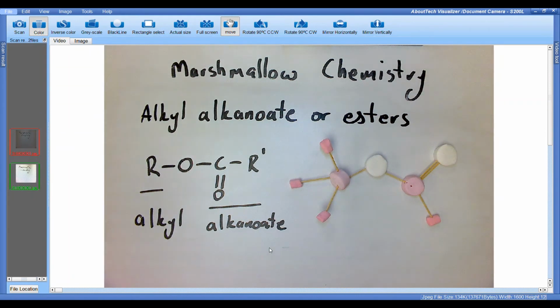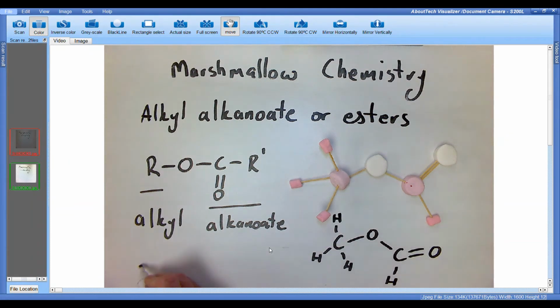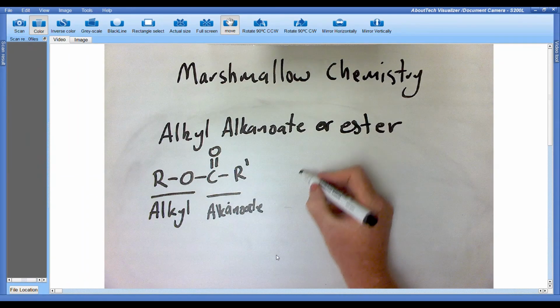So just like before, we have our marshmallows, and this is showing our simplest ester, methyl methanoate. If we look at the formula for this compound, it has a carbon with 3 hydrogens attached to an oxygen, connected to a carbon that has a double bonded oxygen and a hydrogen. The carbon attached to the oxygen is our methyl group, and the carbon attached to the double bonded oxygen is our methanoate, so it becomes methyl methanoate.